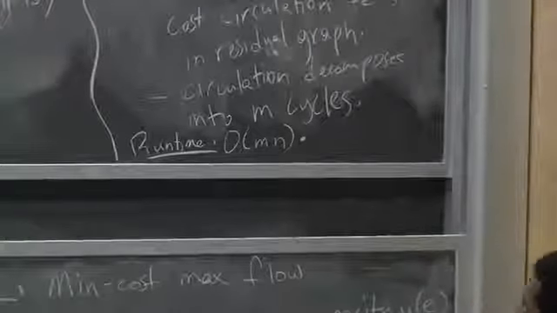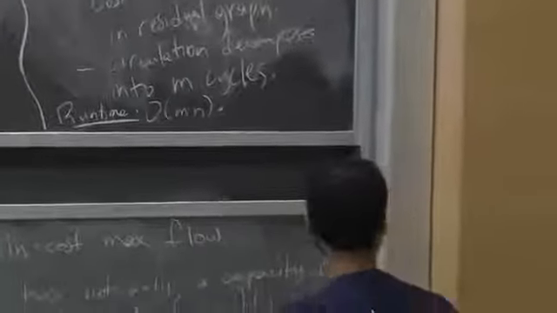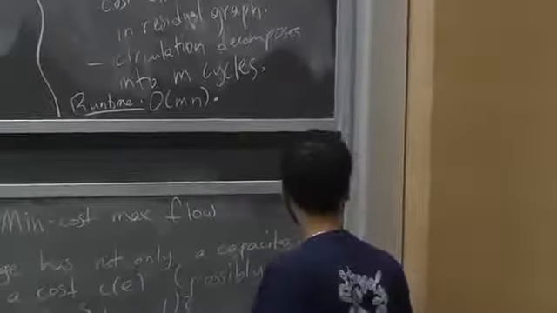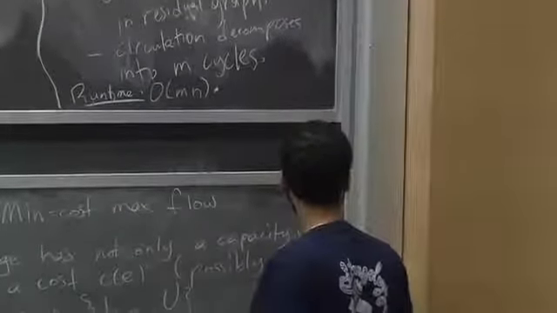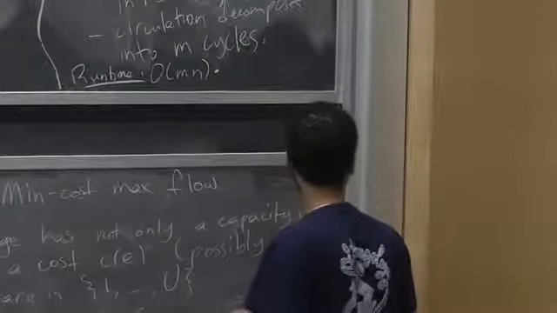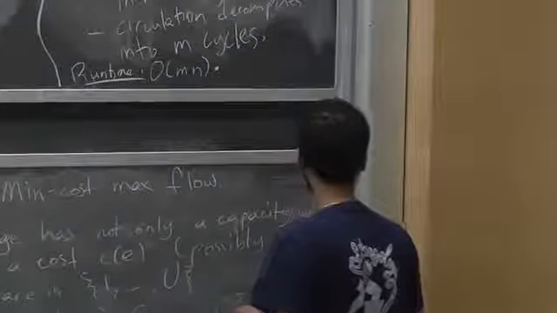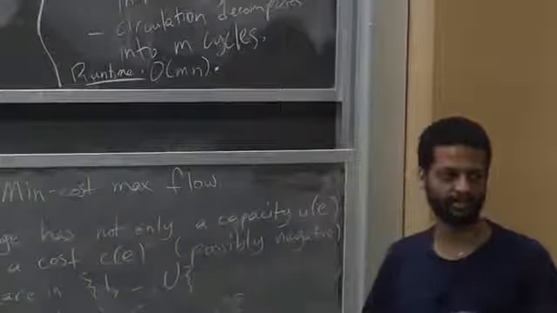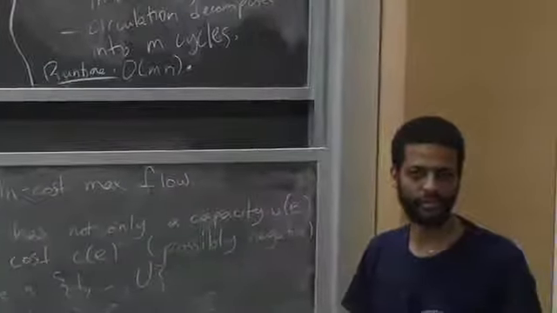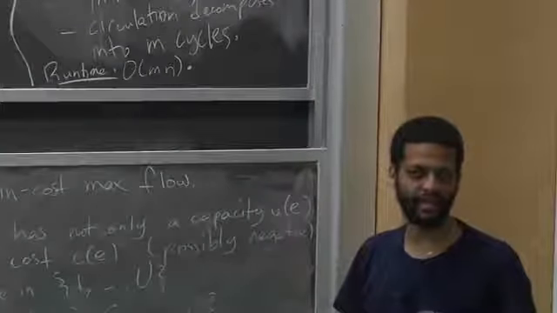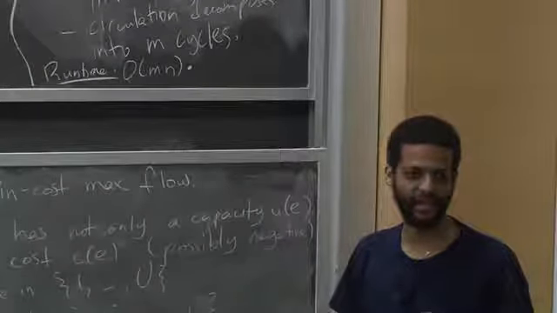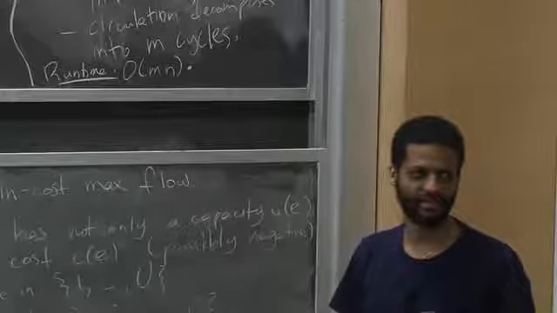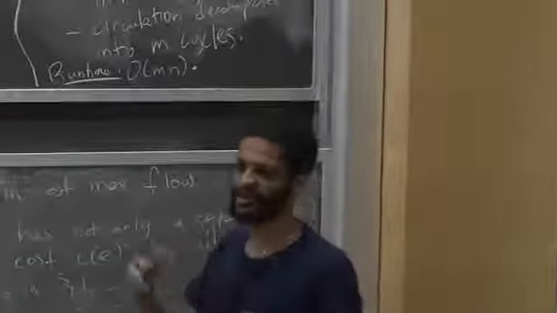MC. Let me think. Is that right? Yeah, because you're saying we decrease the cost by at least 1. So I think you need to add something else there, not just MC, but MUC maybe. Right? So every time we do this augmentation, we decrease the cost by at least 1. How low could the cost possibly be?